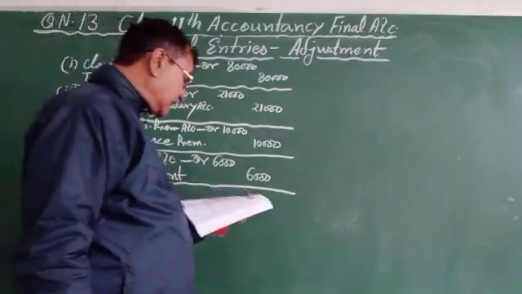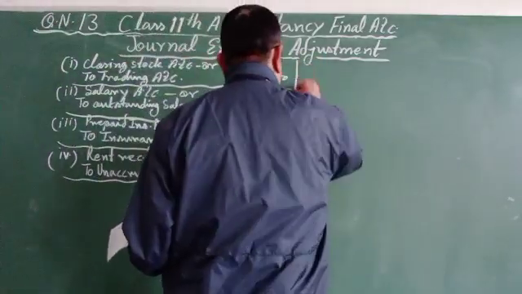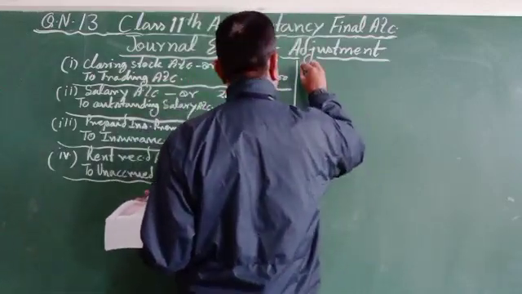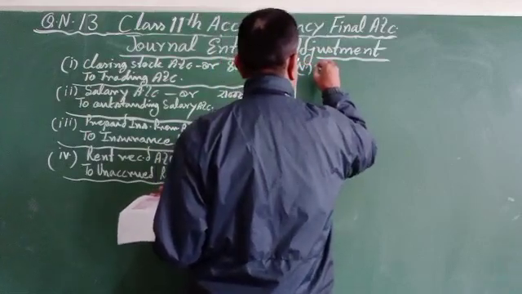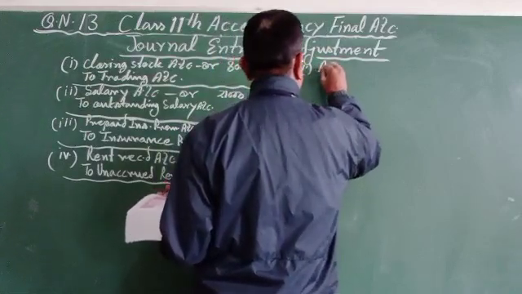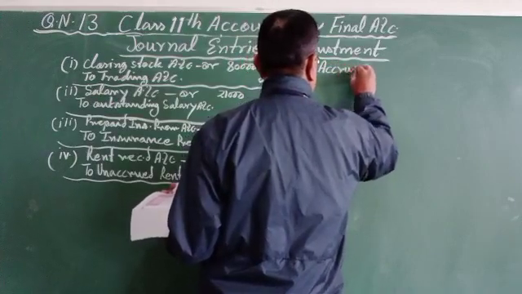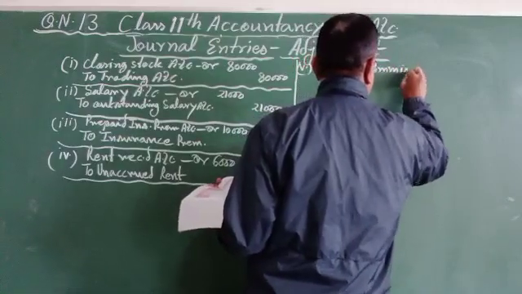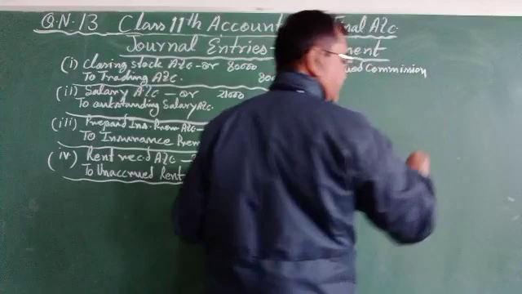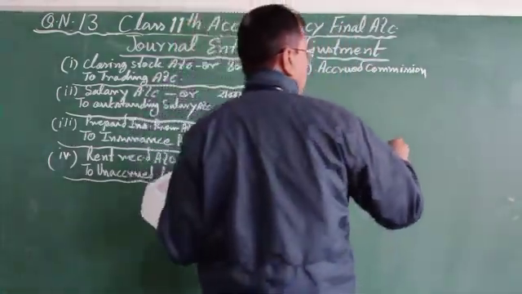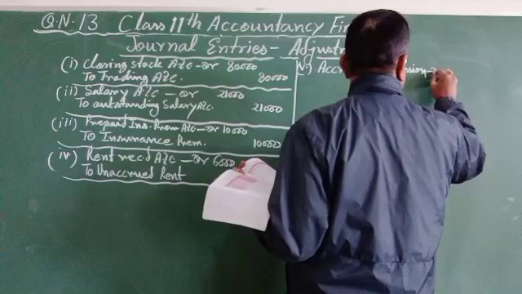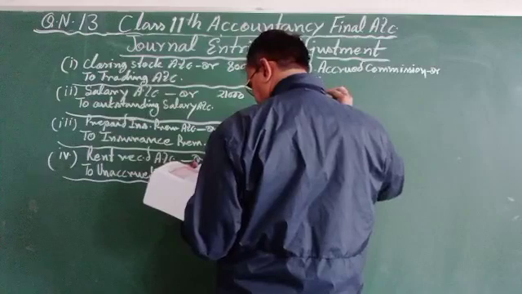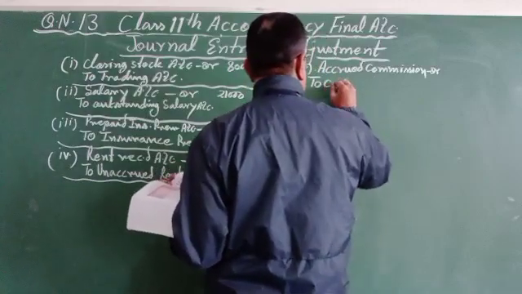So now dear children, the entry will be in the fifth: accrued commission account debit to commission account.